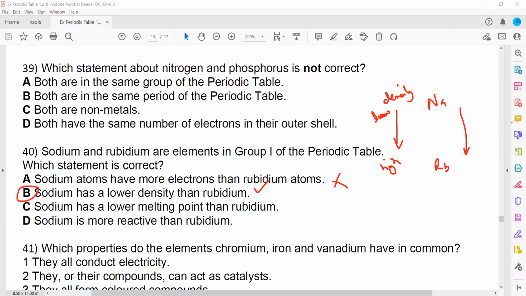About the melting point, as we go down, the melting point decreases for group 1. So sodium will have a high melting point, rubidium will have a low one, so that's wrong. And sodium is more reactive, that's also wrong. As we go down group 1, what we observe is that the reactivity increases. So this is also not the right statement. So statement B is the correct statement.